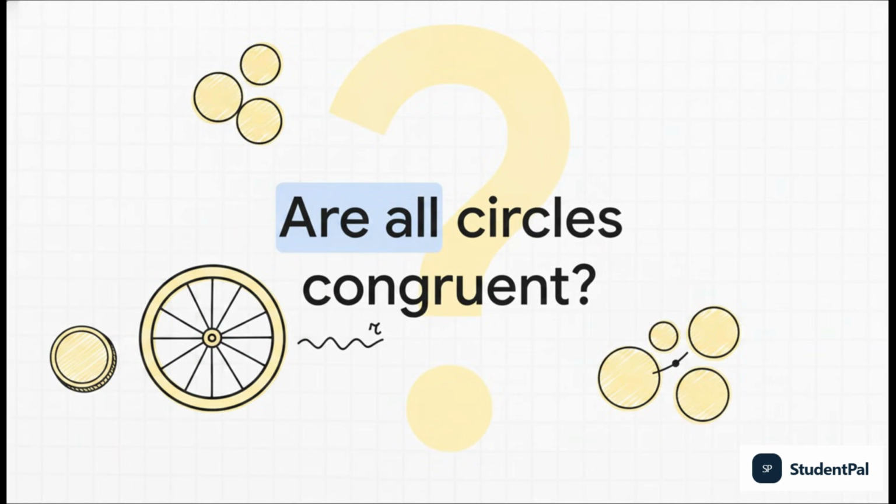To build our toolkit, we first need to clear up a really common confusion. I have a question for you. Are all circles congruent? Think about a tiny 1 rupee coin and a massive bicycle wheel. They're both circles, right? But are they exactly the same? Well, no, obviously not, because they have totally different radii. Some circles are perfectly congruent if they have the exact same radius, but most aren't. However, they all clearly share the same basic shape. And this brings us to a super foundational concept.